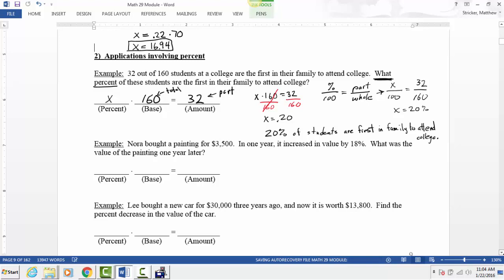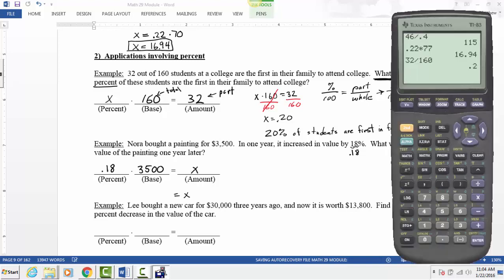It says Nora bought a painting for $3,500. In 1 year, it increased by 18%. What was the value of the painting 1 year later? So we know our percent is 18%, which as a decimal is 0.18. We move that decimal place over twice. So I can take this and make this 0.18 of the total, that's the total value of the painting that she bought, is equal to some amount or some partial amount. So we can go ahead and calculate that.